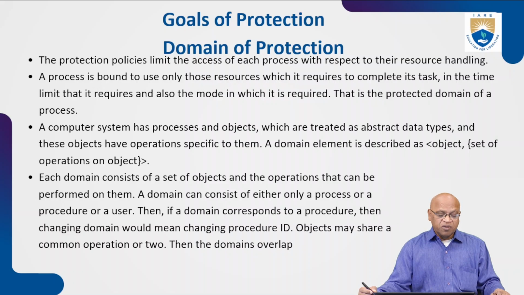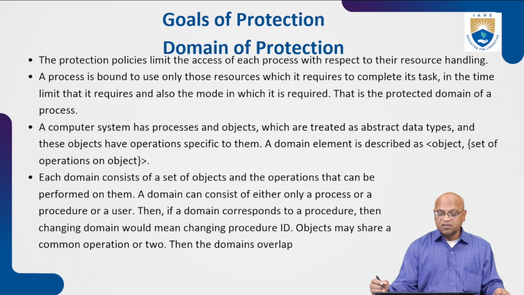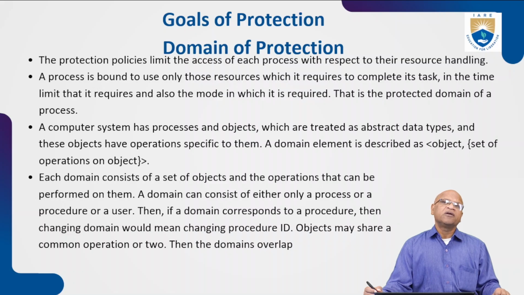The computer system has processes and objects, which are treated as abstract data types, and these objects have operations specific to them. A domain element is described as an object and a set of operations on the object. Any process doing any operation works on an object. What operations we are going to do on that particular object is called a domain element. Each domain consists of a set of objects and operations that can be performed on them.